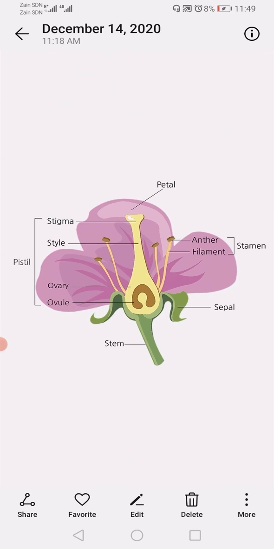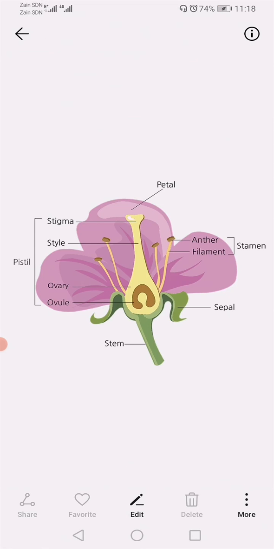Okay, if you see at the bottom, we have the sepal, and the label at the top is the petal. So what is the petal and what is the sepal? The petal is the part that is responsible for attracting insects. So how can they do this? They have very bright colors and a pleasant smell. For that reason, they can attract insects very well. So the petal has a bright color and pleasant smell, so they attract insects.